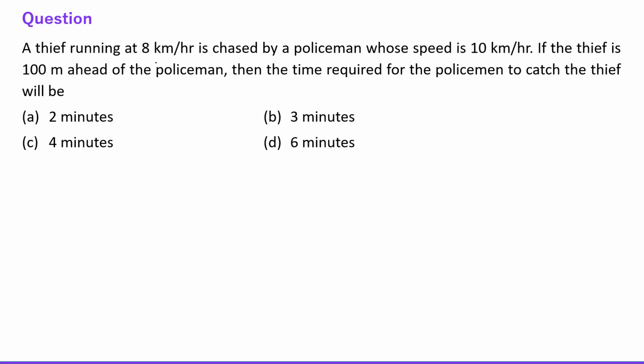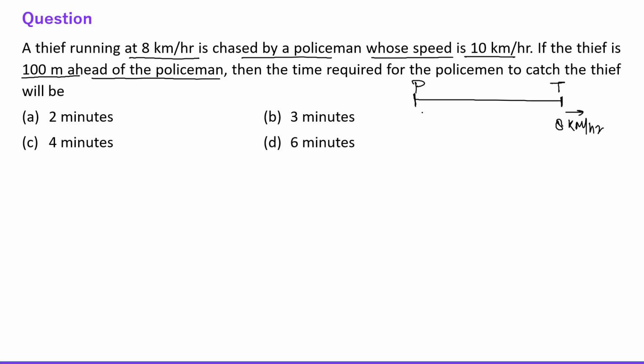Next question is saying a thief running at 8 km per hour is chased by a policeman whose speed is 10 km per hour. If the thief is 100 meters ahead of the policeman. Okay, this is the situation, here is the thief and here is the policeman. The thief is running at the speed of 8 km per hour and the policeman is chasing him with the speed of 10 km per hour. Initially they are 100 meters apart.